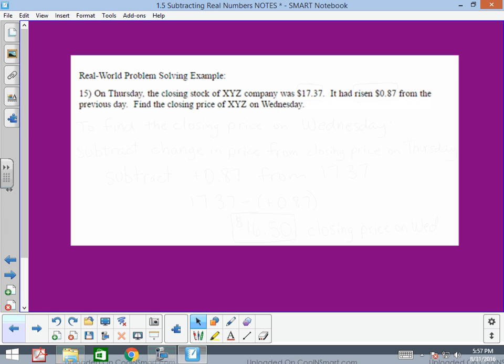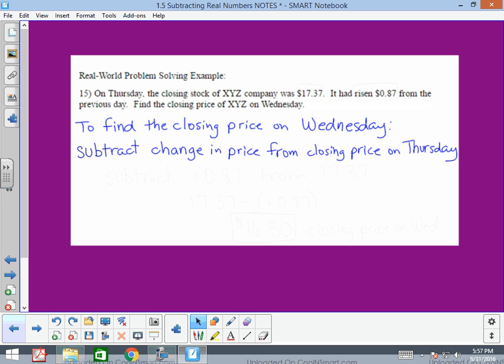So for this kind of example, to find the closing price on Wednesday, which is the previous day, we're first going to subtract the change in price from the closing price on Thursday. So we're subtracting the change in price. Now the change in price is right here. So it says risen 87 cents. That means it went up. So it's a positive 87 cents.